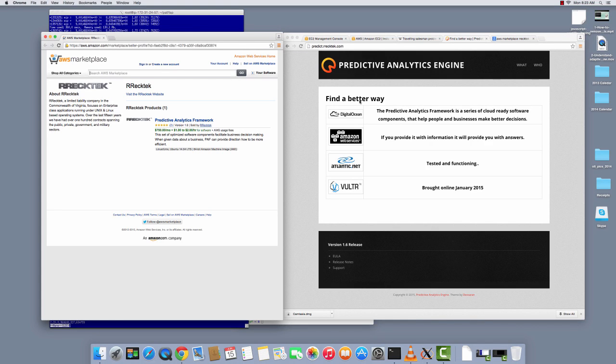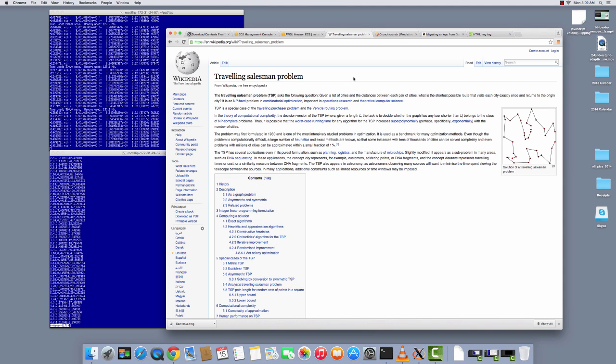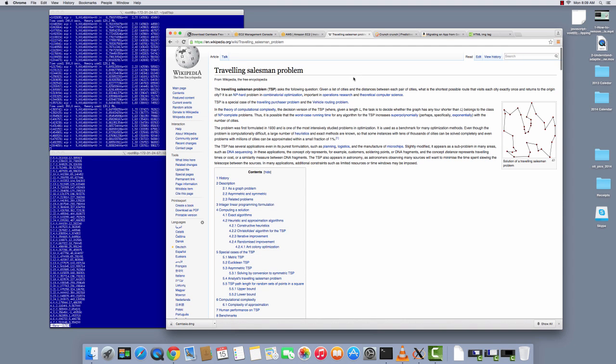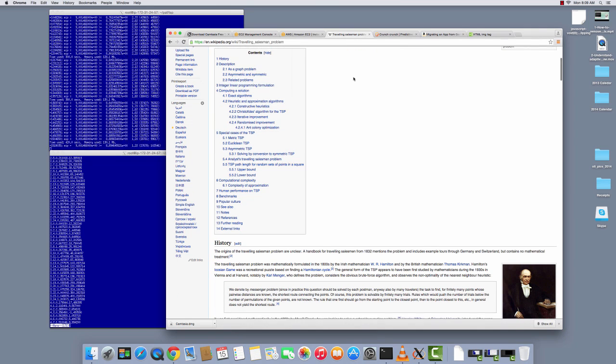Let's have a brief look at RRECKTEK's predictive analytics framework, solving the traveling salesman problem. This component is written using Python and leverages open source based solving environments. If you aren't familiar with the traveling salesman problem, it's actually a very common situation and is solved thousands of times a day all over the world.